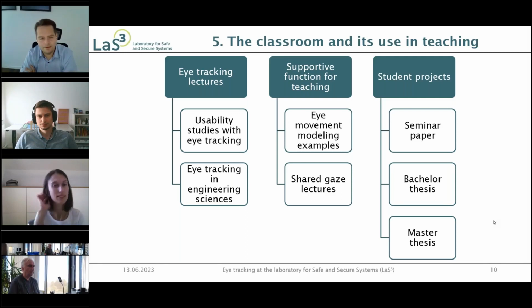And the third thing we are doing in teaching are student projects. Students at the OTH have the possibility to do seminar papers, bachelor theses or master theses at the eye tracking classroom. In all cases, if they are not familiar with eye tracking, we give them some basic knowledge, and we also supervise them while carrying out their studies. We help them to set up their own study design. We help them to get participants. If possible, we also supervise the data collection, at least in the beginning, until they are familiar with, for example, the calibration and what they have to pay attention to.